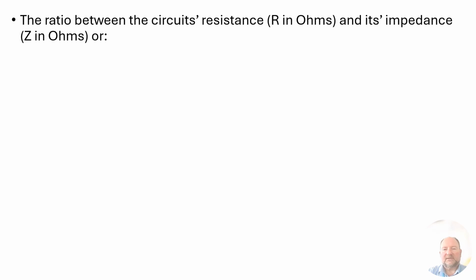So there's lots of definitions of power factor. One of the definitions is that it's the ratio of the circuit resistance and the circuit impedance. And what that means, we can boil that down into a formula, R over Z. Power factor is R, resistance, over Z, the impedance.